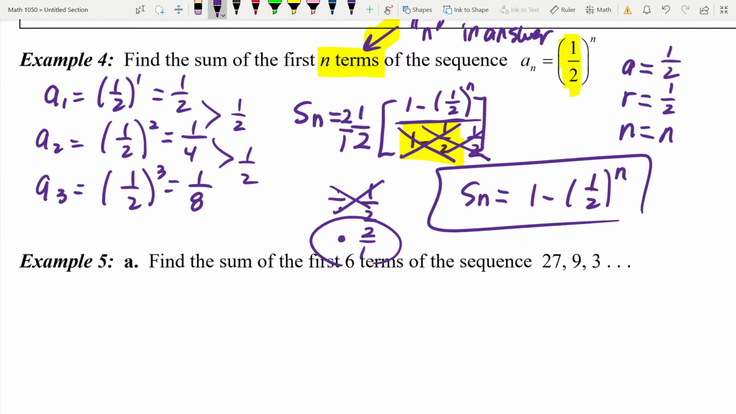So 1 minus 1/2 is 1/2. Take the 1/2 and flip it upside down, and it gets multiplied by the front, and then 2/1 times 1/2 just goes away. So you have 1 minus 1/2 to the nth power. Okay? Who says I got that? Let me see up high how we're doing.